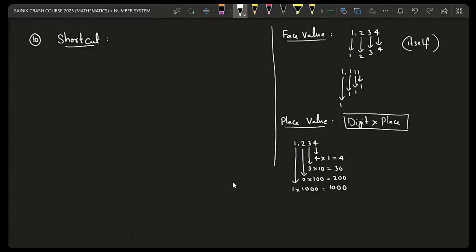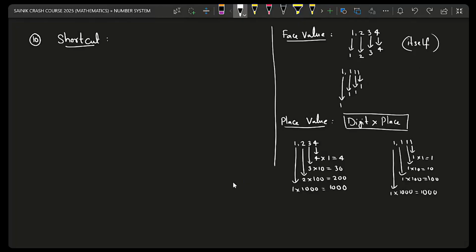And then we have the other example, 1111. This one is in ones place, so 1 times 1 is 1. This one is in tens place, so 1 into 10 is 10. This one is in hundreds place, so 1 into 100 is 100. And this one is in thousands place, so 1 into 1000 is 1000. So you can see for face value, though the ones are in different places, the face value is the same. But in place value, the ones are in different places and we have different place values. So we conclude that face value does not depend on the place, but place value does.